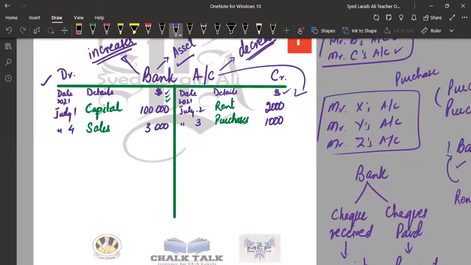Let's discuss another transaction. I would give you a few more transactions so that you would be able to understand. Then the business paid for insurance through bank. So when the insurance has been paid, insurance has been debited and bank has been reduced. So it was credited. So on July 7, the bank has been credited by 500 against insurance. Let's say the business paid for wages on July 28. So wages had been debited and bank would be credited. So bank has been credited by 16,000 against wages.